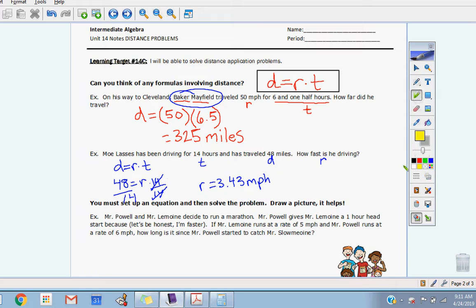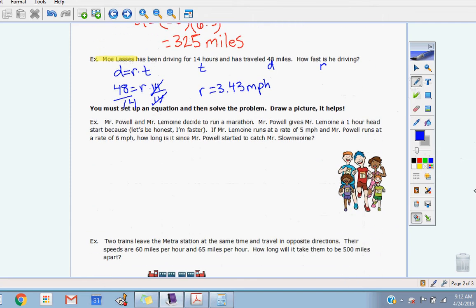Man, that doesn't seem like it was very fast. 3 miles per hour? He's driving? That guy's like slow as molasses. All right, sorry, we will carry on here. I hope you enjoyed that.